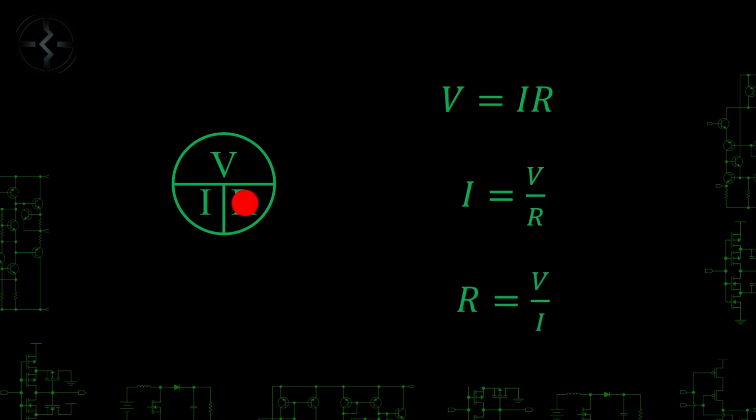Moving on to the most complex component in our circuit, let's look at the diode. On the right-hand side of the screen is the symbol for a diode.